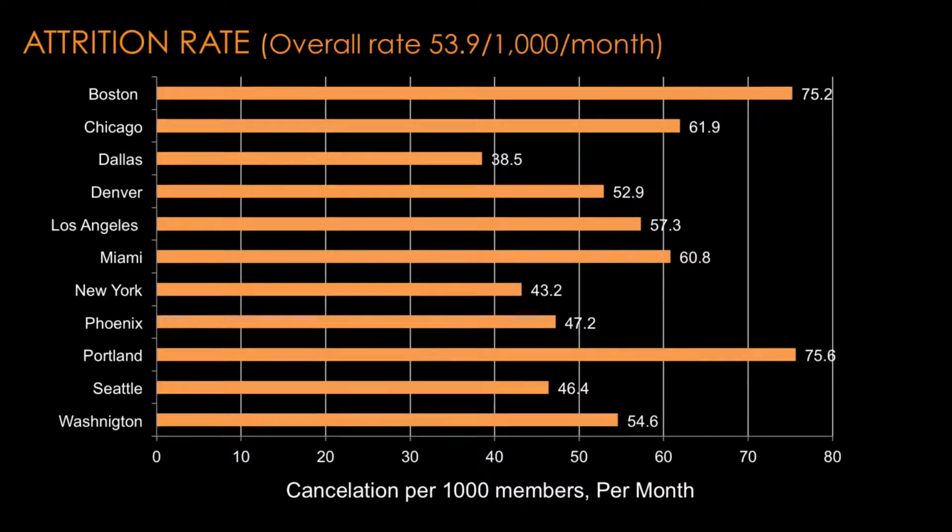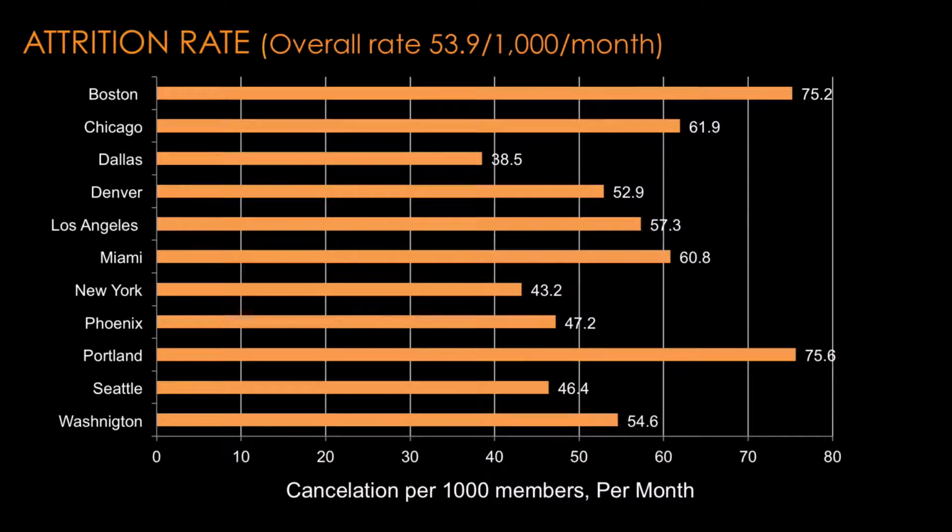Report. On the vertical column, you have the different cities in the US as an example. Across the bottom on the horizontal, you have the per 1,000 cancellations per month figures, starting at 10, going all the way up to 80. Now, the simplest way to understand this is that Boston has a quit rate of 75 per 1,000 per month. So for every 1,000 members, 75 of those quit per month. If you look at Dallas, they're at 38 per 1,000 per month.